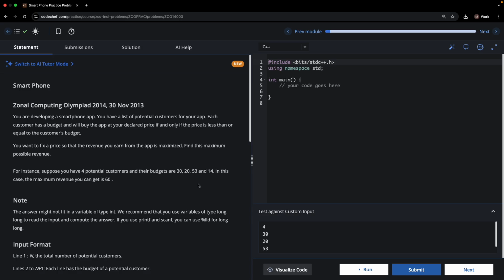Let's start with the very first question from ZCO, which is smartphone. Let's try to understand what we need to do over here. So we are developing a smartphone app. We have a list of potential customers for your app.